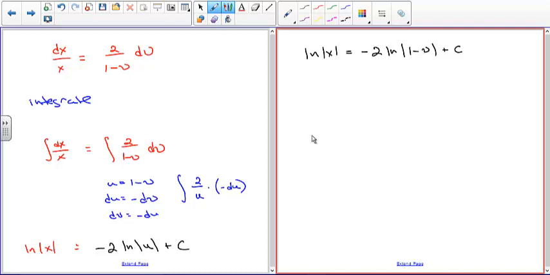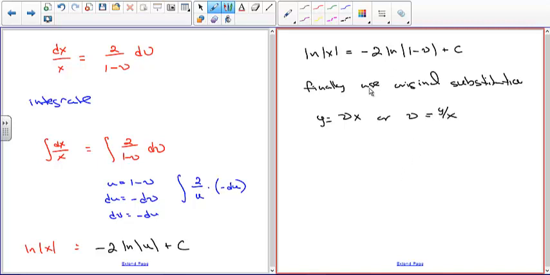And then finally, you could use the original substitution, which was that nu, or y, was equal to nu x, or if you solve for nu, nu equals y over x. So you plug that back in, you get the natural log of the absolute value of x is equal to negative 2 times the natural log of 1 minus y divided by x, plus c.